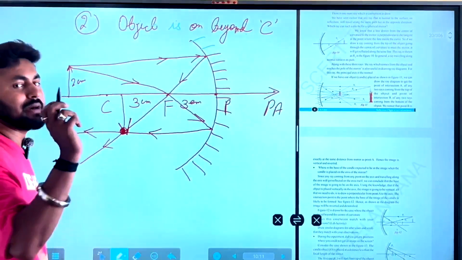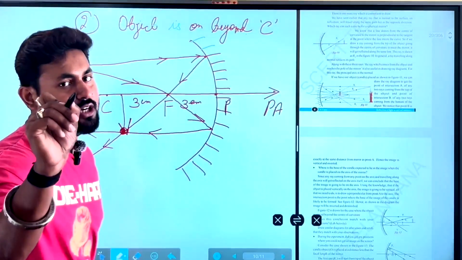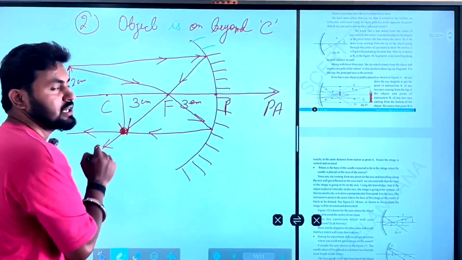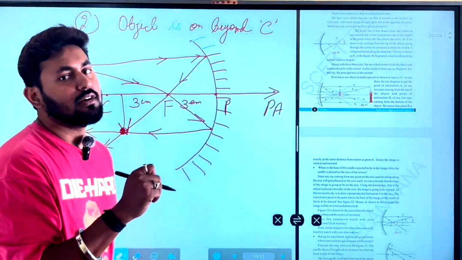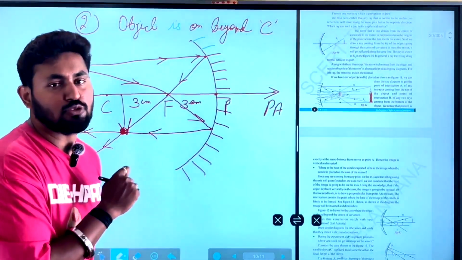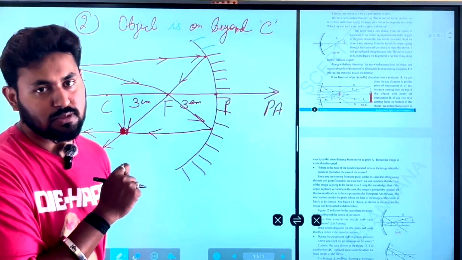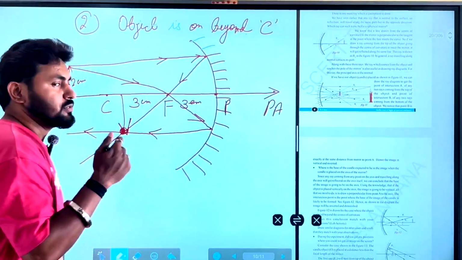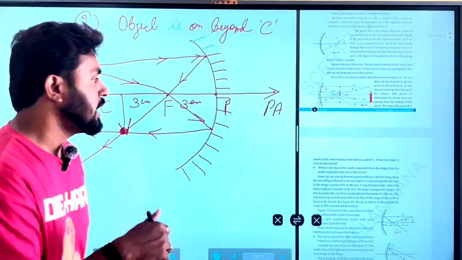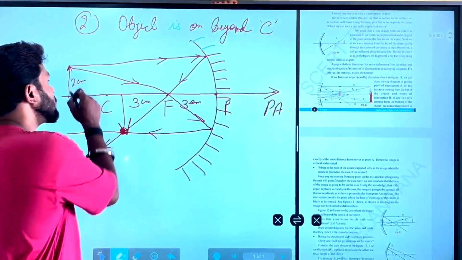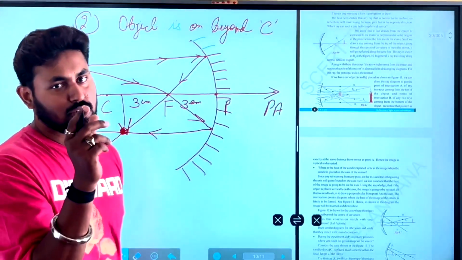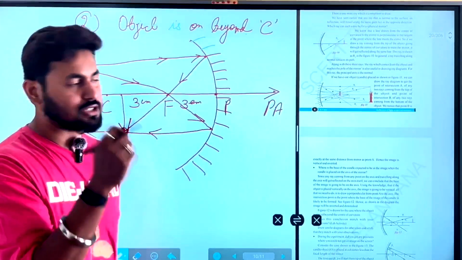Now, when you have drawn it with correct measurement, the size of the image will definitely be smaller than the size of the object. The first thing I told you: what is the size of the image? Image size is smaller than the object size, which gives me a word called diminished. So, over here we will use the word diminished.